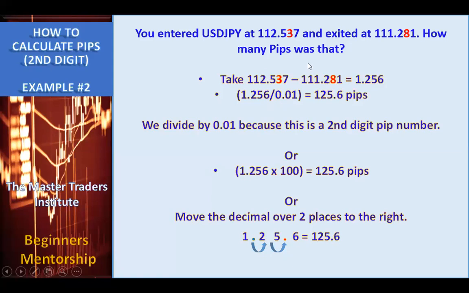You might want to ignore this one. This is a long process of doing this. Also, you might want to ignore the second one. You talk about the easier method, which is to move your decimal point 2 places to the right. So if I get this 1.256, what it means is like the other pairs I told you, the 5 is the pip, the 6 is the pipette. All I need to do is move this decimal point 2 places to the right, and I get 125.6. So what it means is that from 112.537 to 111.281 is 125 pips.